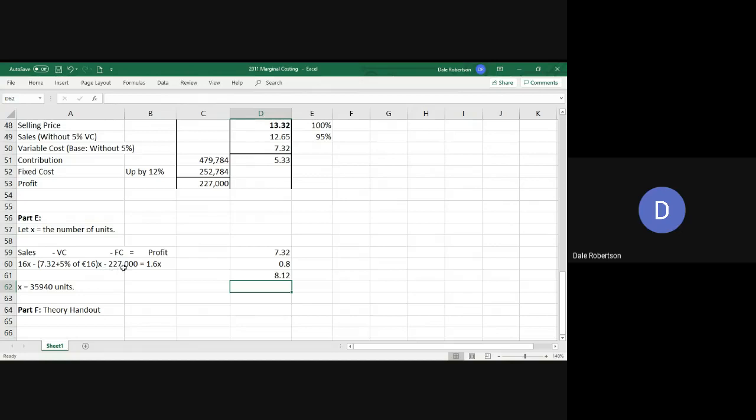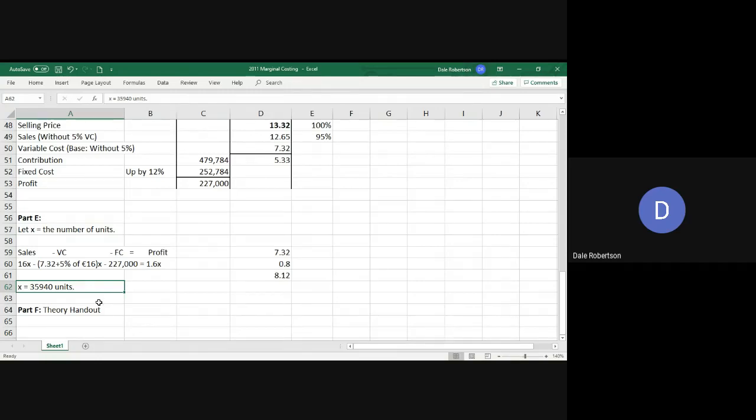Our fixed costs do not change, and our profit is 1.6. Where did I get that? Well, it says in the question that the profit must be 10% of the sales, and 10% of 16 is 1.6. And then you solve that formula for x, bringing all the x's to one side, and you will get this number here, which is x is equal to 35,940 units. Of course, we always round up to the next full unit in marginal costing.